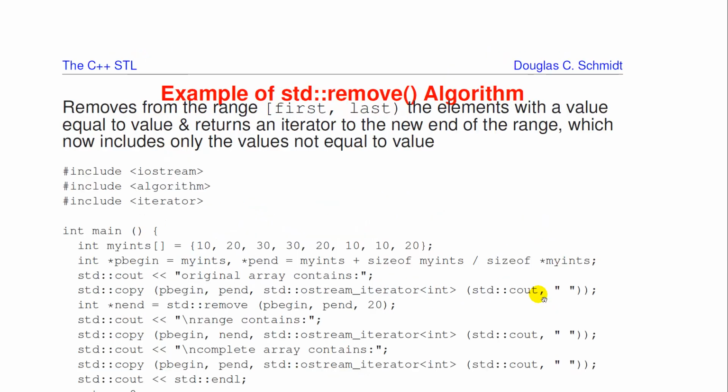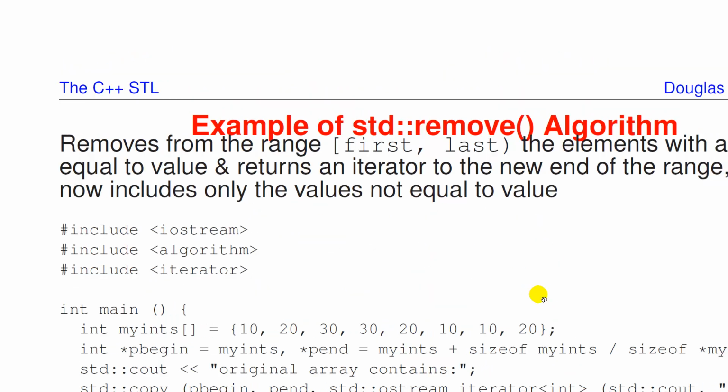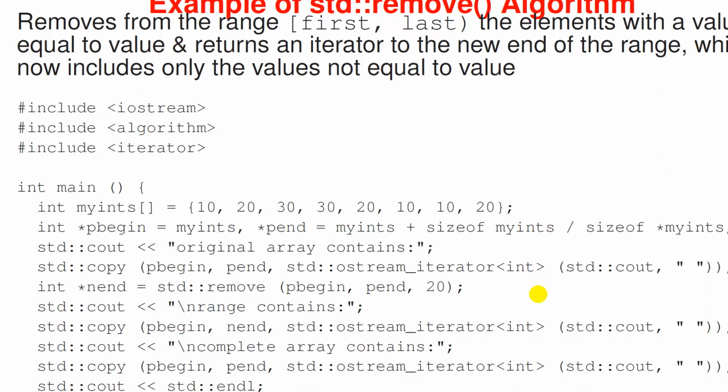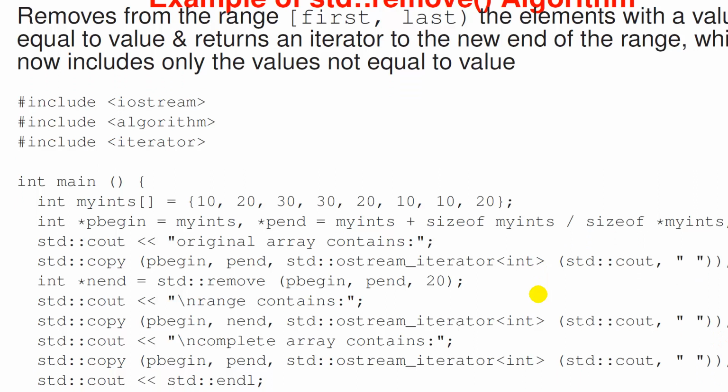Let me make the screen a little bigger so it's easier to see. There we go. And then what we do is we go through this range from beginning to end. Keep in mind, this is an array of built-in ints. It's not a container of anything like that. So we go through here and we remove anything that matches the value 20. And what comes back is a pointer that corresponds to the new end of this range.